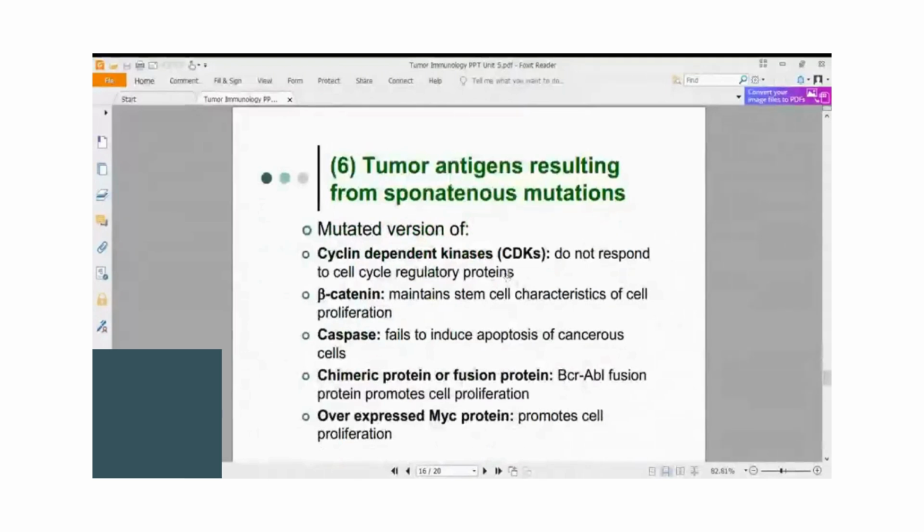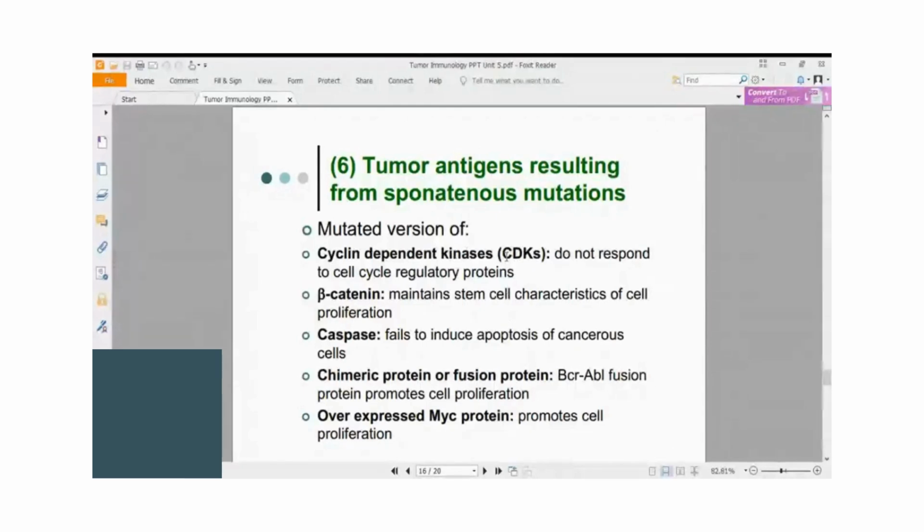Then comes another group of antigens which are expressed by spontaneous mutation. Those are spontaneous mutations which take place for unknown reasons. What causes those mutations? Nobody knows. And these mutations give extra ability for the tumor cells to develop as full-blown cancer. One of them is cyclin-dependent kinases. There are CDKs, cyclin-dependent kinases.